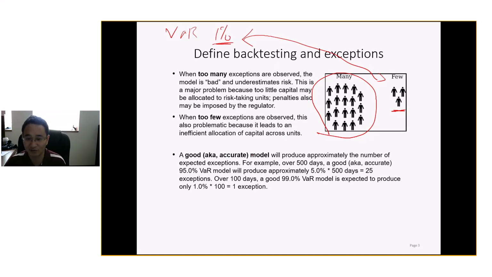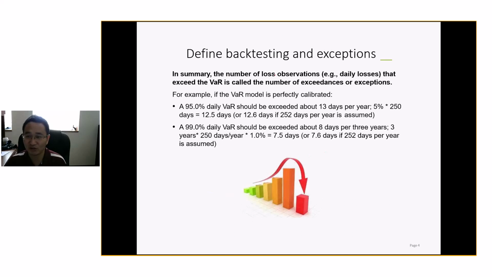A good or accurate model will produce the number of expected exceptions. For example, over 500 days, a good 95% VaR will produce around 5% times 500 days, which is 25 exceptions. Over 100 days, a good 99% VaR is expected to produce only 1% times 100, so 1 exception. In summary, the number of loss observations that exceed the VaR is called the number of exceptions.